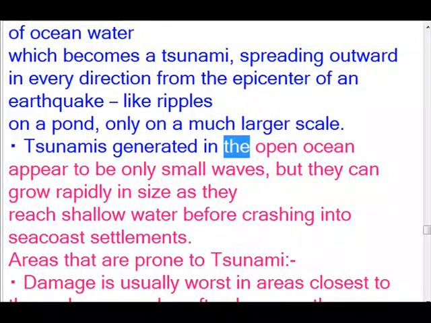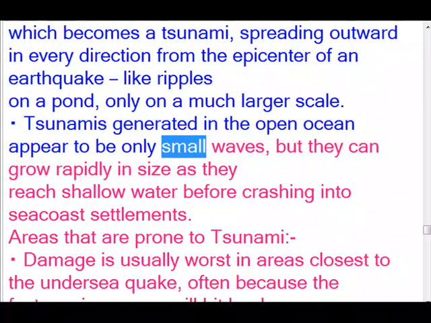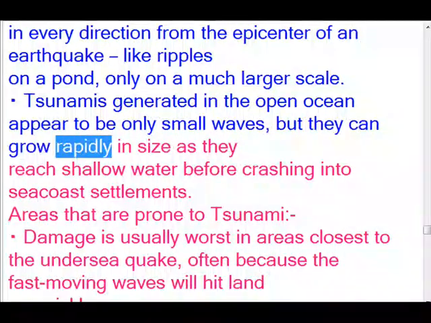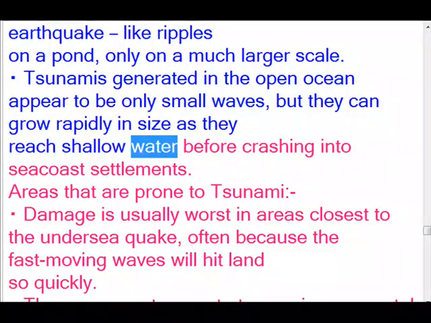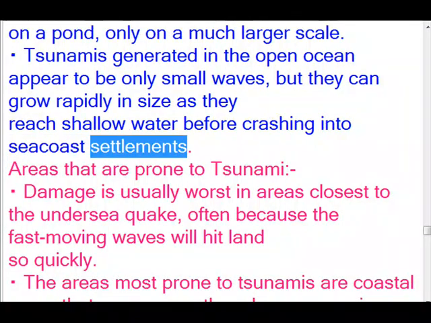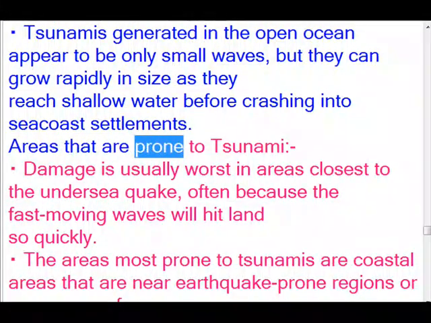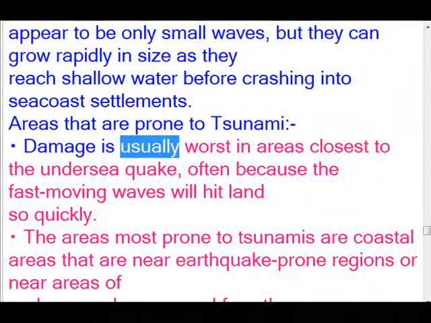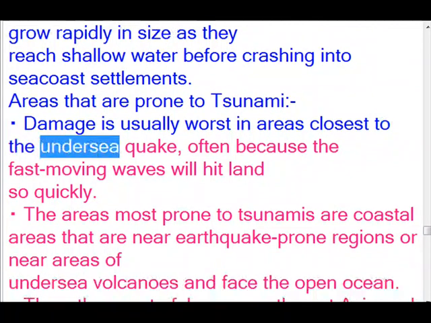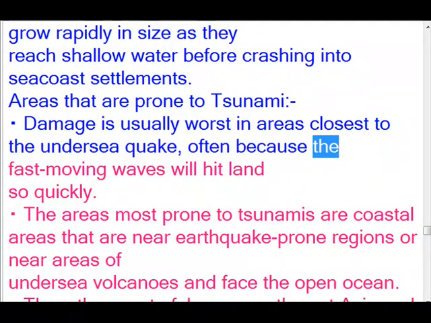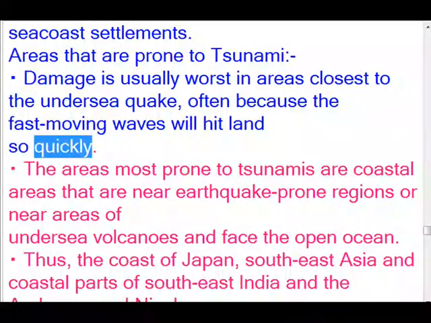Tsunamis generated in the open ocean appear to be only small waves, but they can grow rapidly in size as they reach shallow water before crashing into seacoast settlements. Tsunami damage is usually worst in areas closest to the undersea quake, often because the fast-moving waves will hit land so quickly.